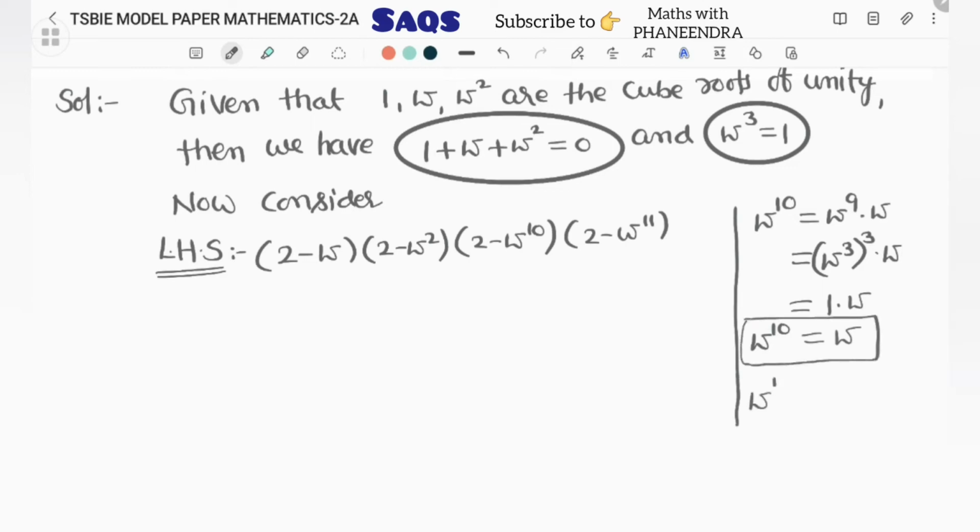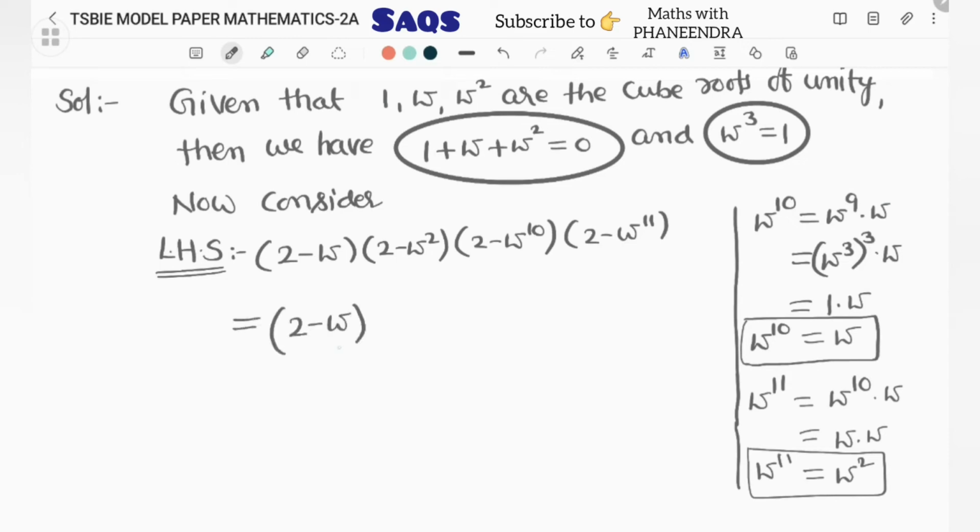Suppose in the same way, omega power 11 can be written as omega power 10 into omega only, no. So omega power 10 is omega into omega, that is equal to omega square. So therefore omega power 11 is equal to omega square. Now come to the LHS. 2 minus omega into 2 minus omega square. 2 minus, in place of omega power 10 replace with omega. 2 minus omega power 11 can be written as omega square.